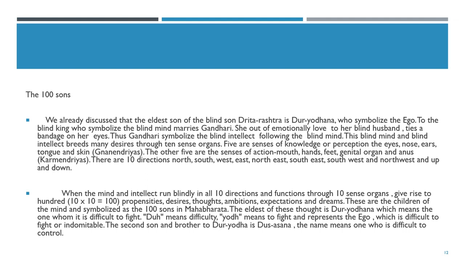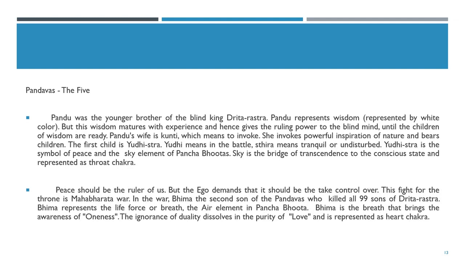The eldest son of these thoughts is Duryodhana, which means the one whom it is difficult to fight. When we translate it, Dur means difficulty, Yodh means to fight, and he represents the ego. So it is difficult to fight, right? The second son, the brother of Duryodhana, is Dushasana, which when we translate means that which is difficult to control.